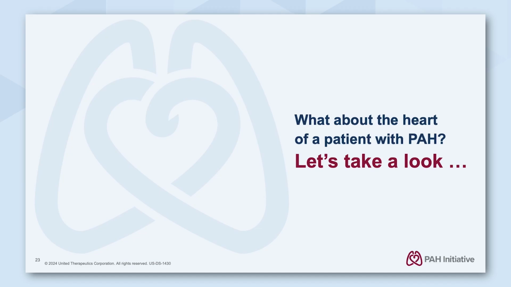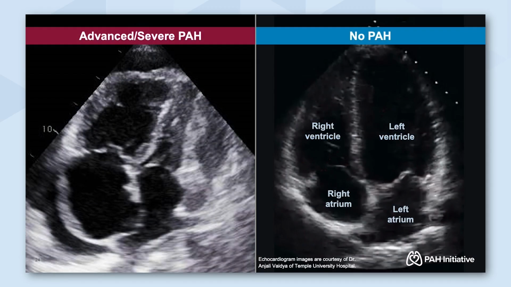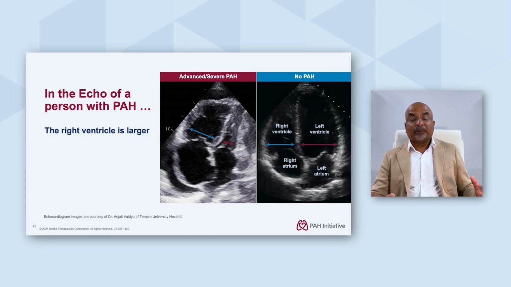What about the heart of a patient with pulmonary arterial hypertension? Here we have two pictures. We have the advanced PAH on the left side with a red label, and then a normal four-chamber view on a normal patient. So again, you can see that the right-sided chambers are significantly enlarged in patients with PAH, both the right ventricle as well as the right atrium.